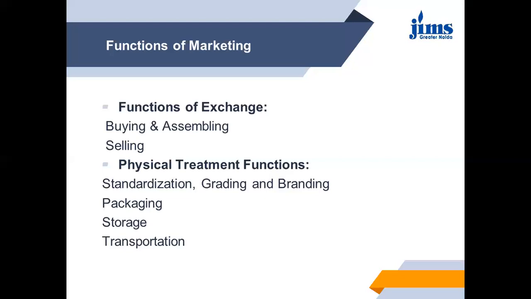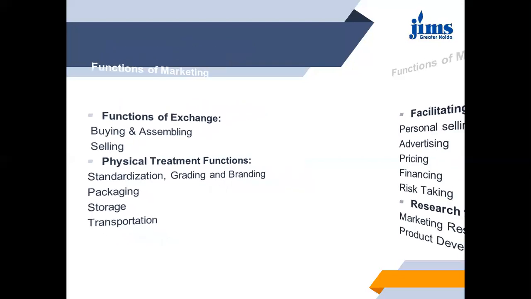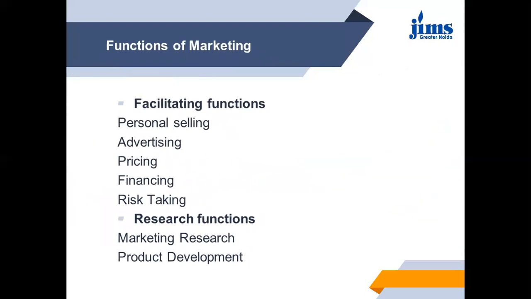Next comes transportation, which is the physical movement of goods from the factory to the warehouse and from the warehouses to the market. This takes care of deciding what kind of transport medium will be employed. We can go for road, rail, air, and water transportation. So transportation is the physical movement of commodities from the seller's point to the buyer's point, that is, from the factory to the market. Then comes the facilitating functions.